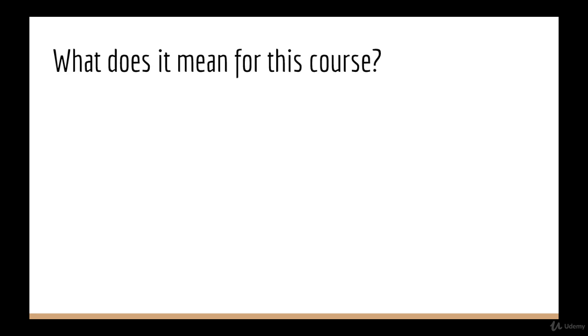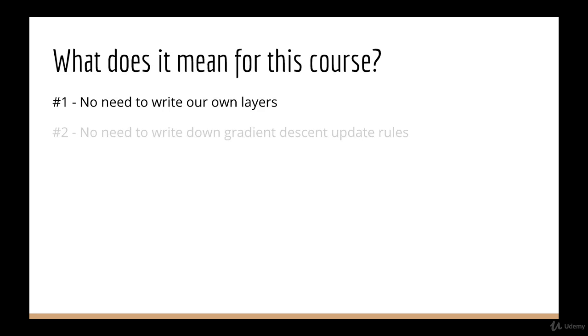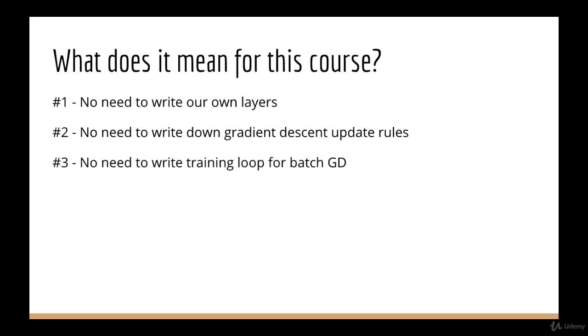Basically, what this means is this. Number 1, we no longer need to write our own layers. Number 2, we no longer need to write down the gradient descent update rules like we did in Theano, although they already come built in with TensorFlow. And number 3, we no longer need to write the training loop for batch gradient descent. This is both very long and repetitive. So with Keras, all that stuff is written for us.